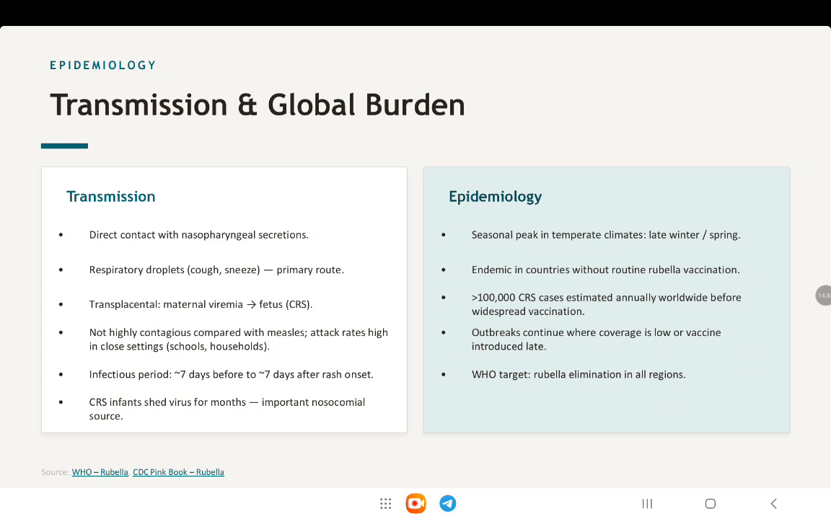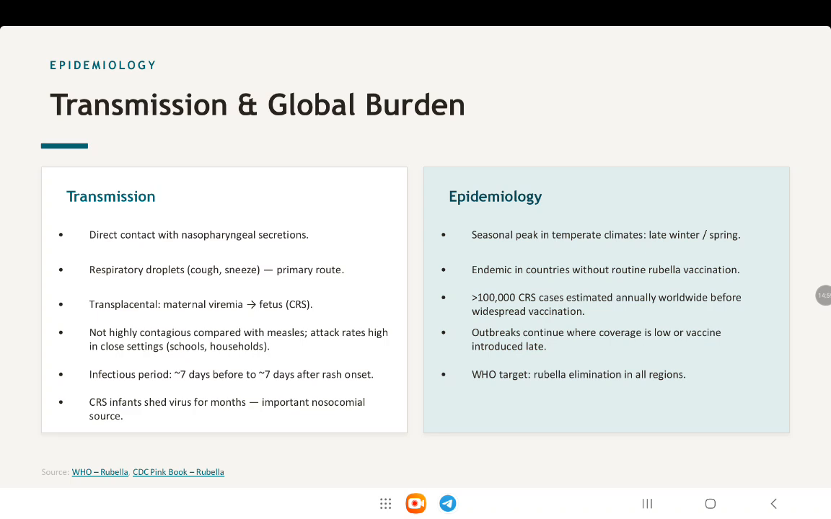Transmission and global burden. Rubella is spread mainly through respiratory droplets when an infected person coughs or sneezes. It also crosses the placenta, where maternal viremia is the way of transmission from mother to fetus.